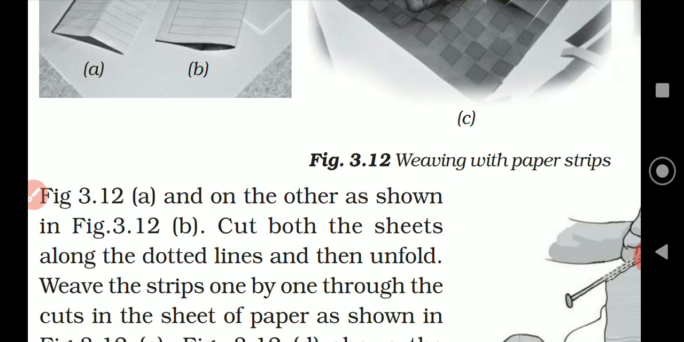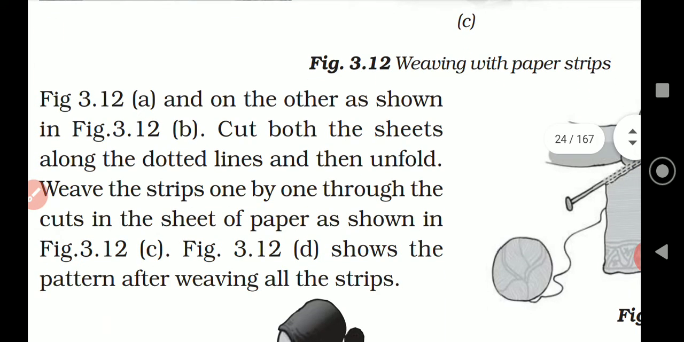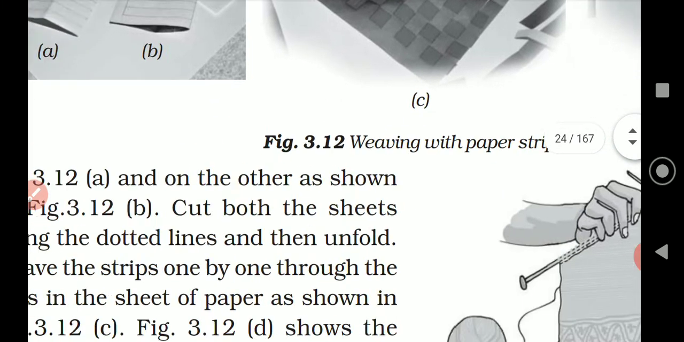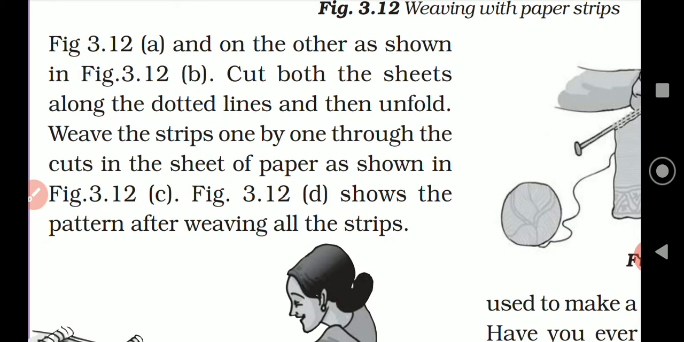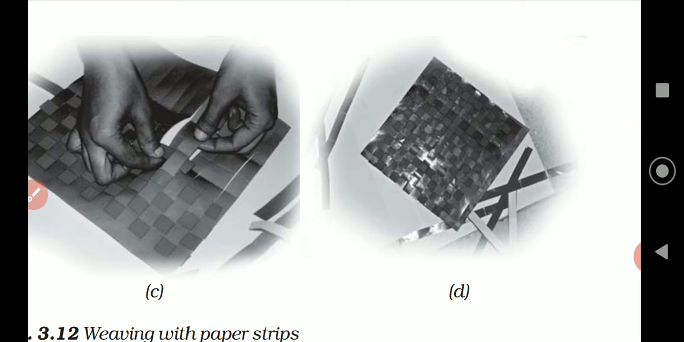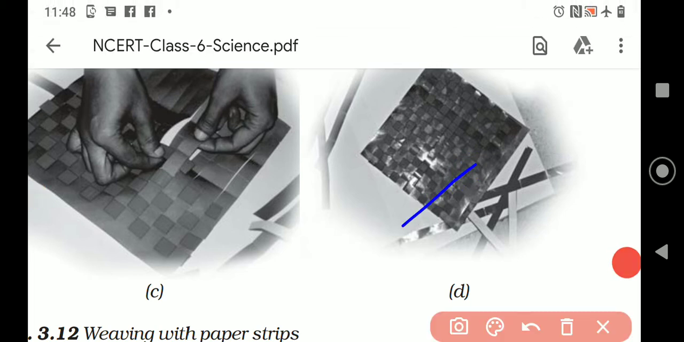Now weave the strips one by one through the cuts in the sheets of the papers as shown in the figure. Because the second sheet has the margins here, you won't get strips, you get a mat with the lines and you just have to pass the other color up and down, up and down. So that's how you get your mats ready. So cut the sheets of paper as shown in figures 3.12c and 3.12d. Look at this, 3.12d, everything is ready here, right?